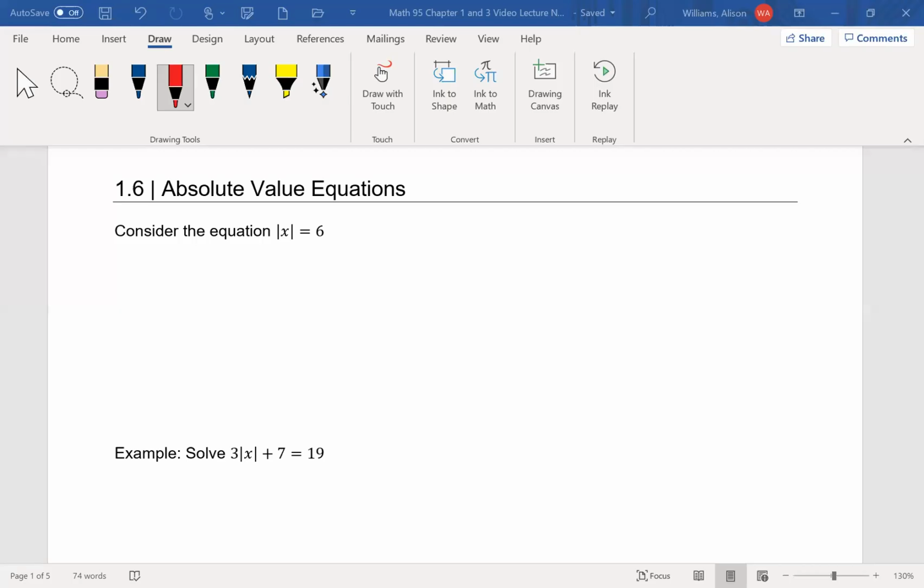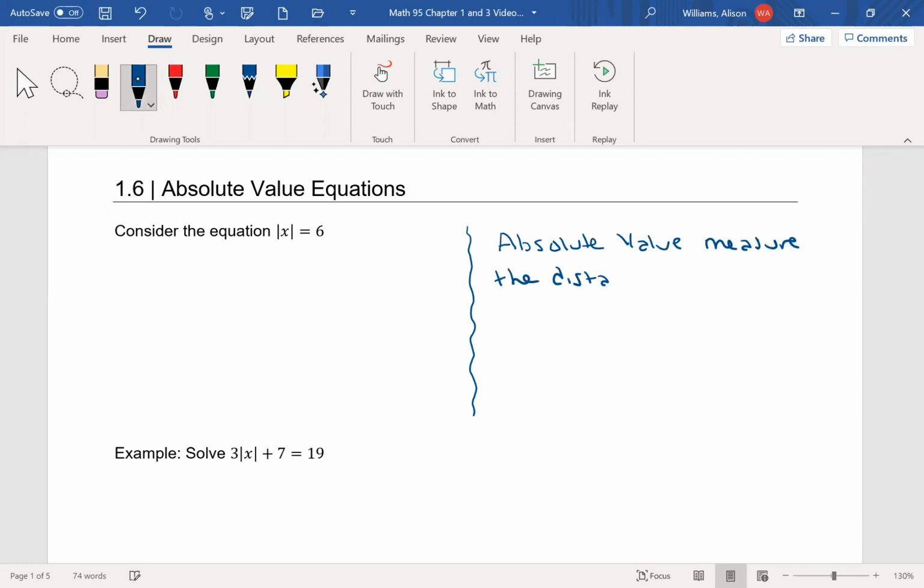In this video, we're going to talk about absolute value equations. Now, just for a moment, I want to very quickly review what an absolute value is. You might kind of remember it has something to do with being positive. An absolute value measures the distance a number is from zero.